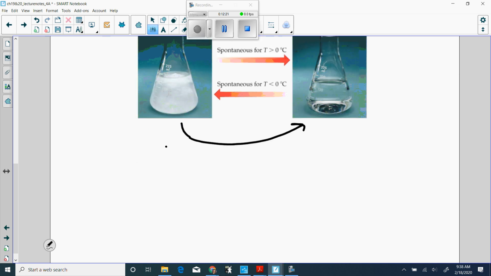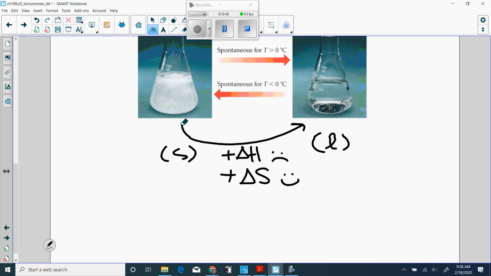Going from a solid to a liquid means I have to put heat into the system, get it moving. But going from a solid to a liquid means the kids get to party. So this is happy, this is sad, so now temperature matters. Delta G equals delta H minus T delta S.